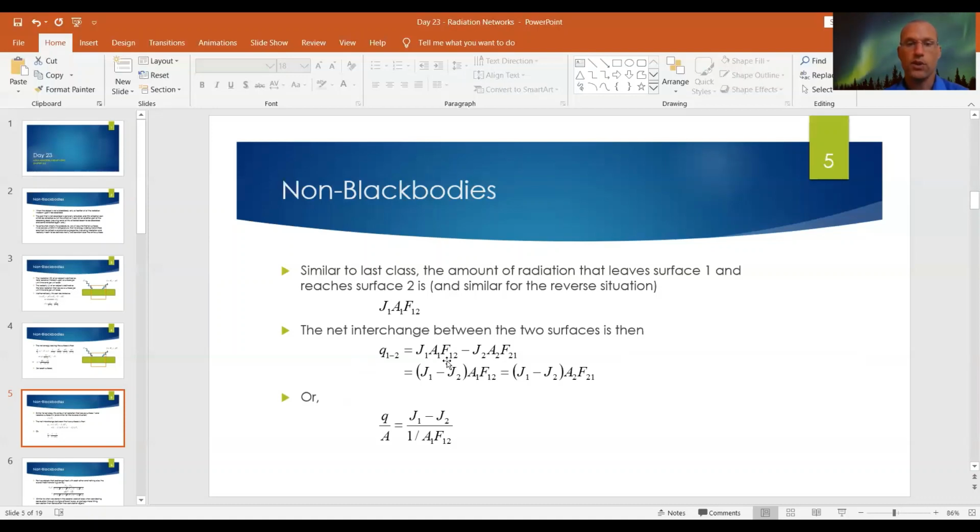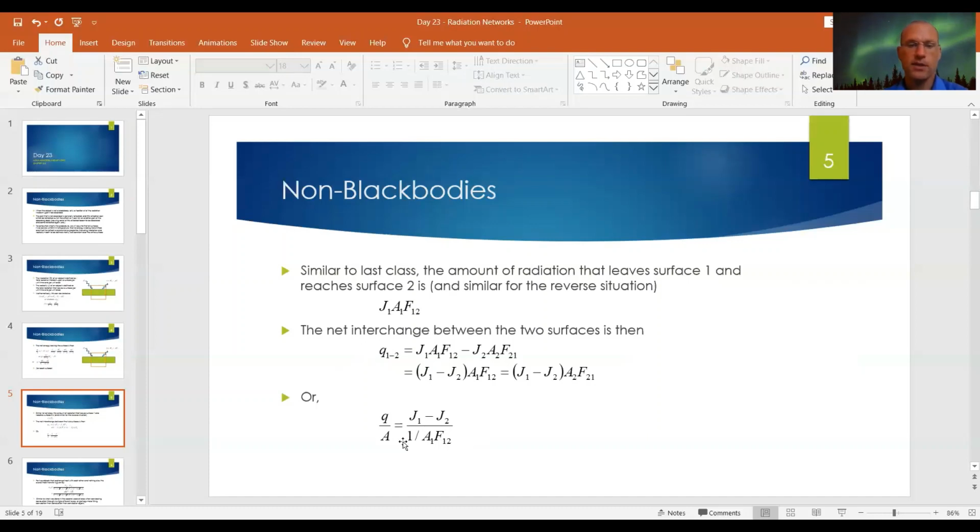And then A1 F12 is the same thing as A2 F21. Saw that last class with the shape factors. And so we can pull that out. So it's J1 minus J2 times A1 F12, or it's J1 minus J2 times A2 F21. Generally, whichever one's easier to calculate in terms of the shape factor is usually the one you go with, because they're both the same. Again, here I can write this in terms of the total driving force, in this case J1 minus J2, over the total resistance, in this case 1 over A1 F12, or 1 over A2 F21, again, same thing.